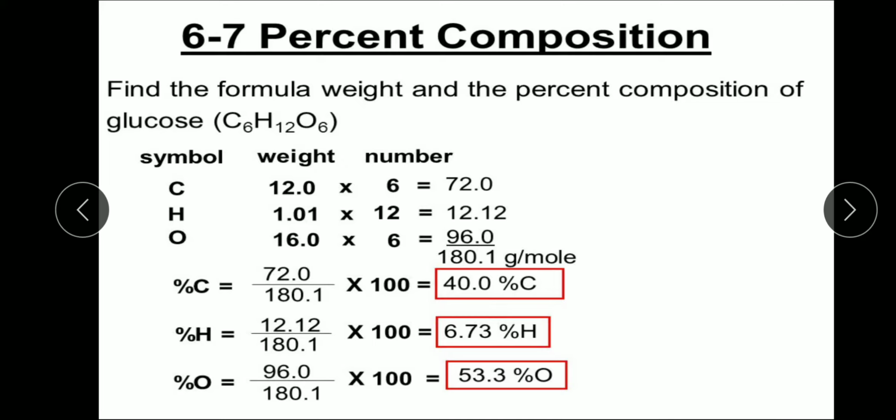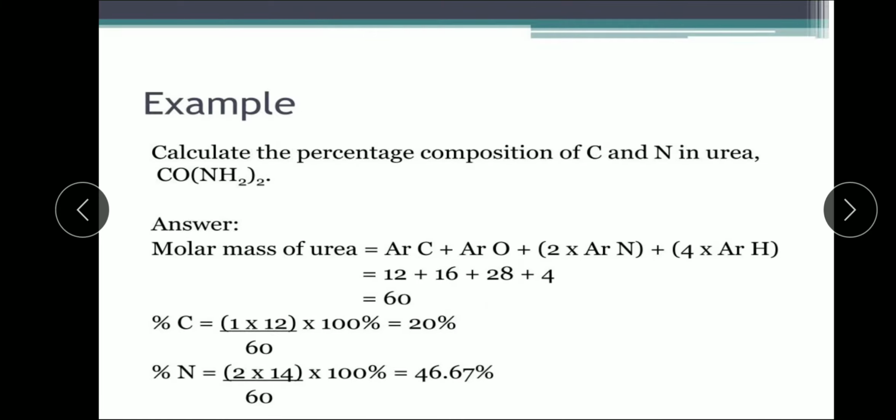Similarly, one more example: calculate the percentage composition of carbon and nitrogen in urea. First write down the formula of urea. It is NH2CONH2, otherwise CO(NH2)2. Answer: first find out the molar mass of the urea. How to find molar mass? Molar mass is the sum of the atomic masses of each element in a compound.